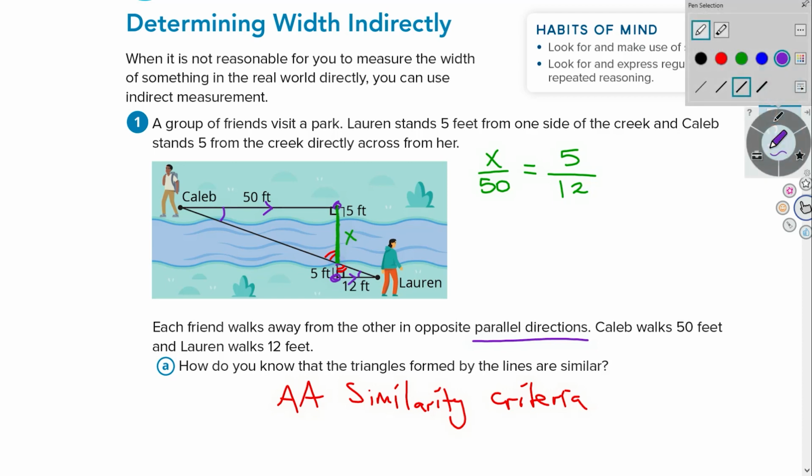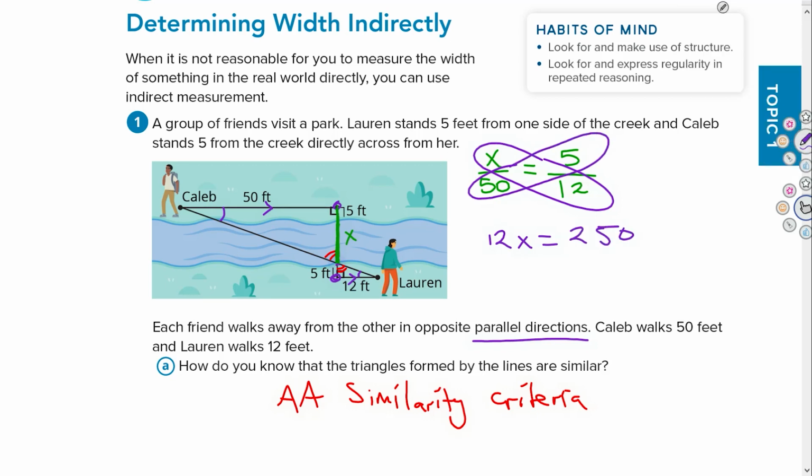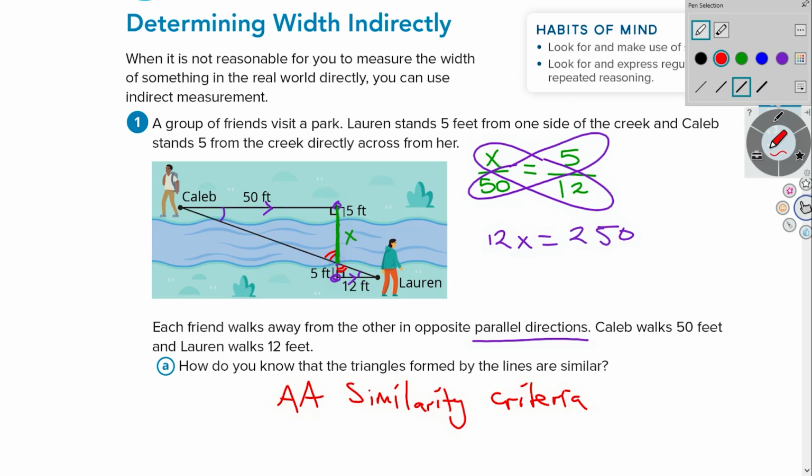If I cross multiply, x times 12 is 12x, and 5 times 50 is 250. Then I divide both sides by 12, and x is equal to 20.83 repeating.